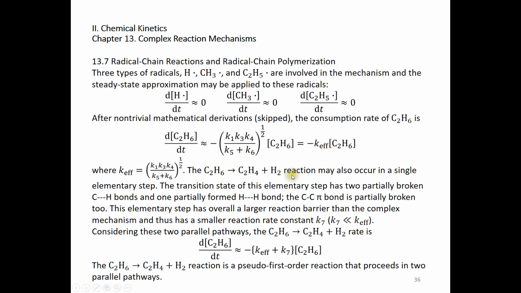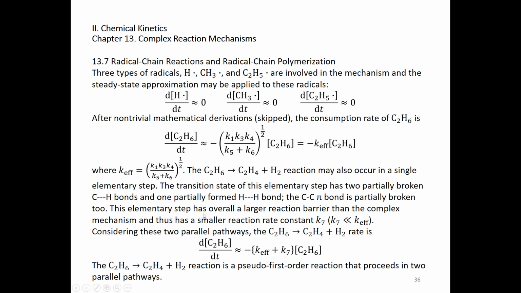Now let's look at this reaction again. This reaction may also occur in a single elementary step. How is that possible? Well, if you just compare the reactant and the product, we just need to break two carbon-hydrogen bonds and form one new hydrogen-hydrogen bond, and then we have the products. So it's possible to draw the transition state structure for this reaction. The transition state should have two partially broken carbon-hydrogen bonds and one partially formed hydrogen-hydrogen bond. And also, there should be a carbon-carbon pi bond being partially formed.